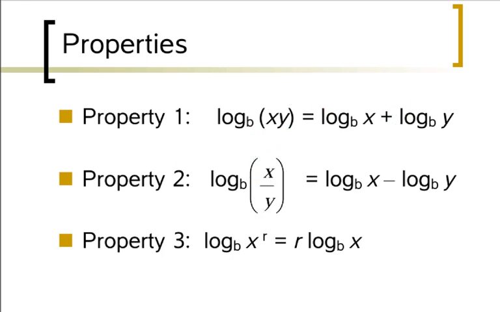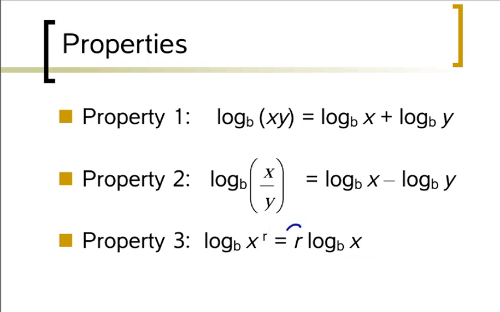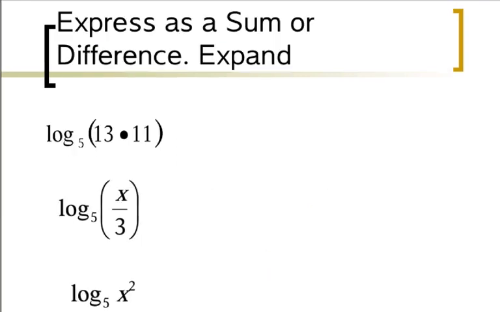Now let's take a look at property number 3. This is the exponential log, where we take our power, the r, and we move it out in front, and we write it here, as you can see. And you can go the other way also. You can rewrite this r to go over here and write log base b of x to the r power. So we'll see how this works with actual numbers on this next slide.